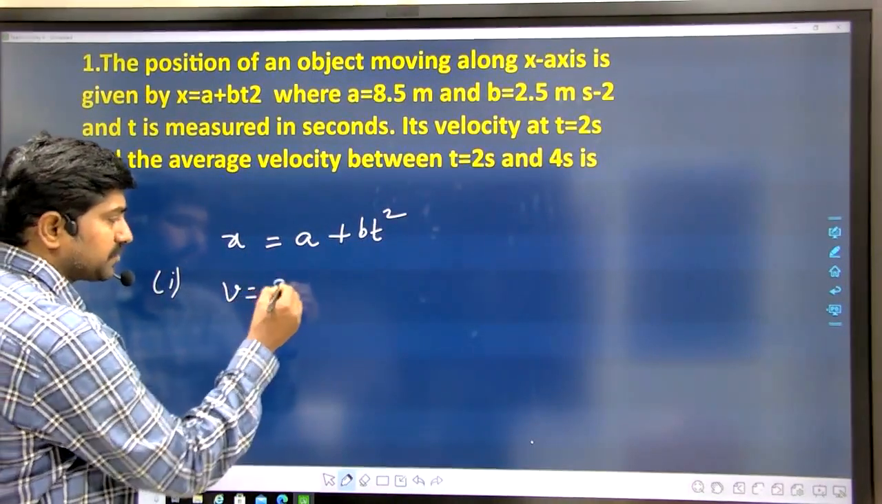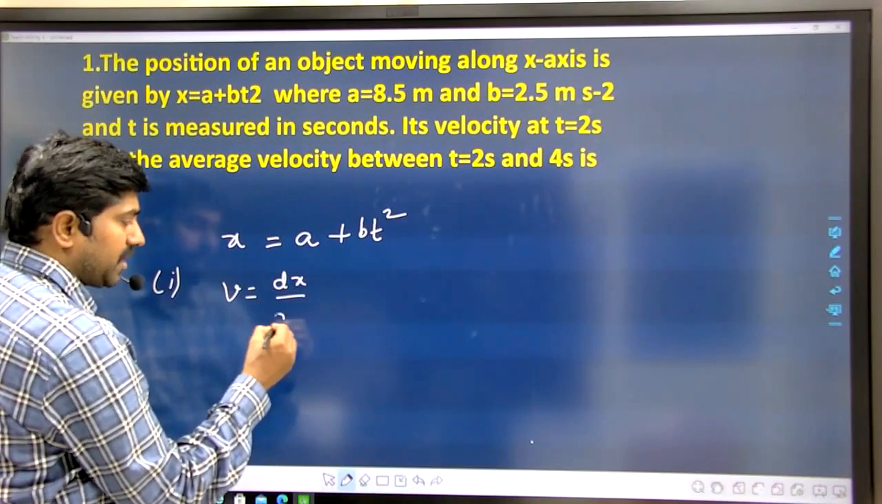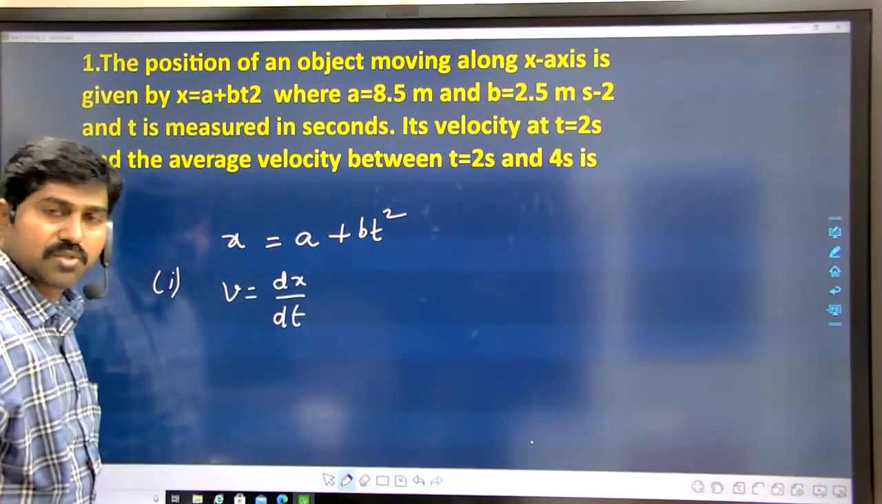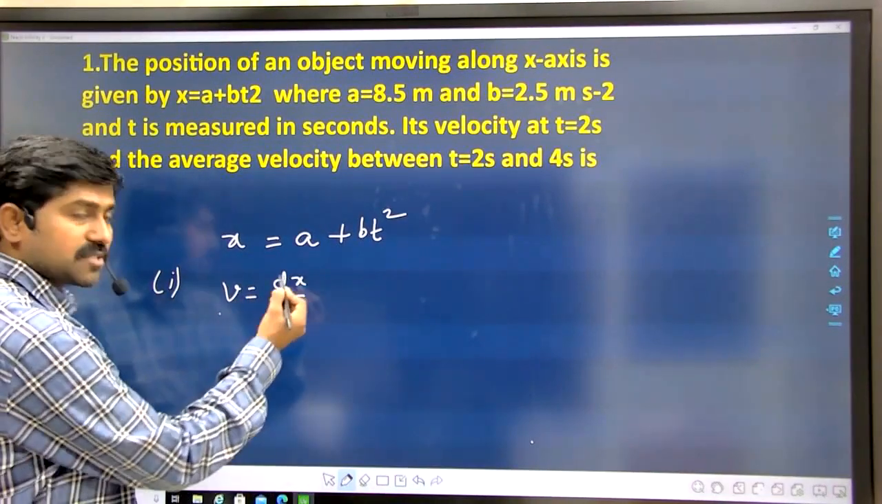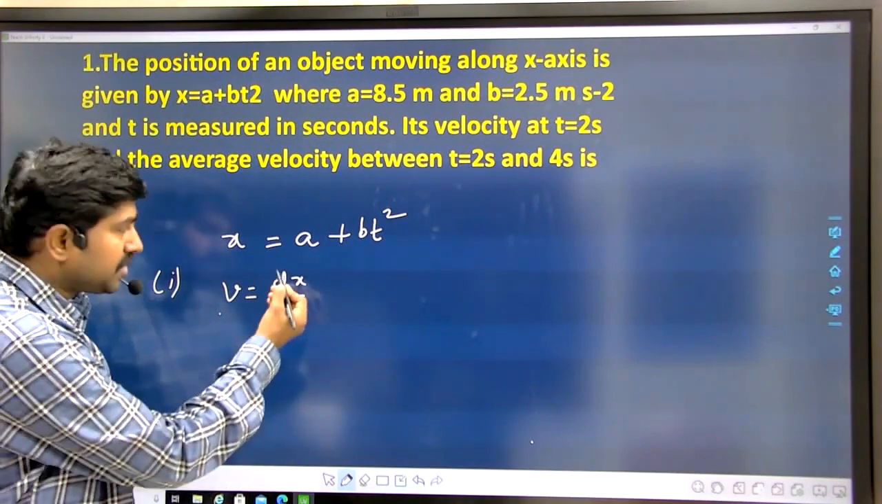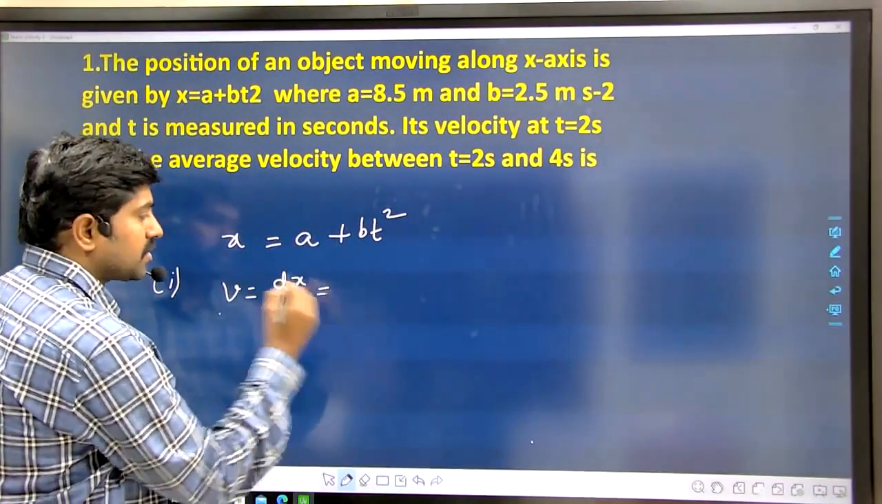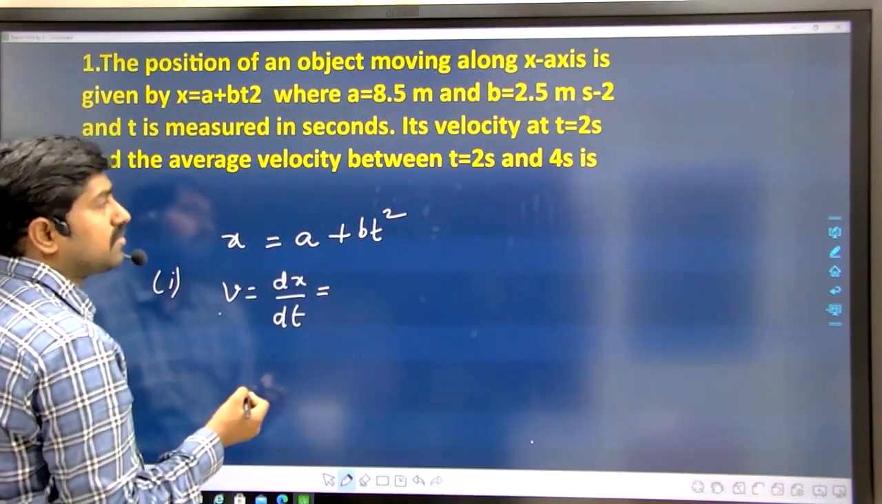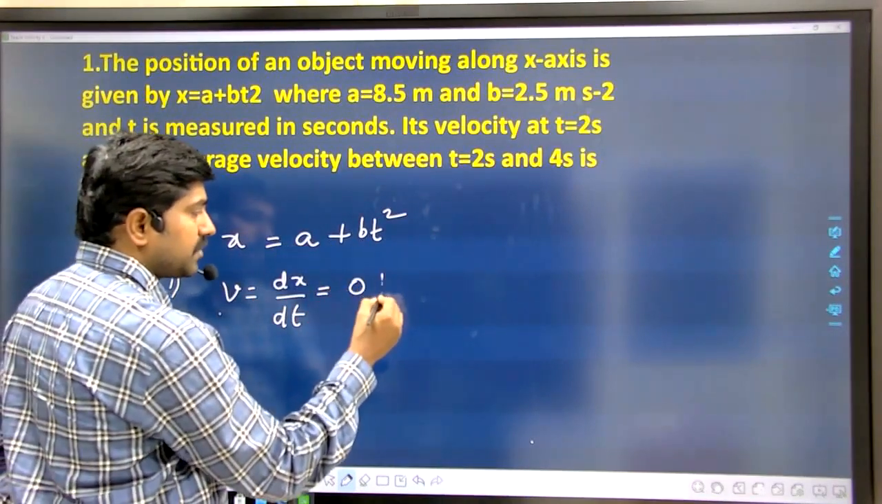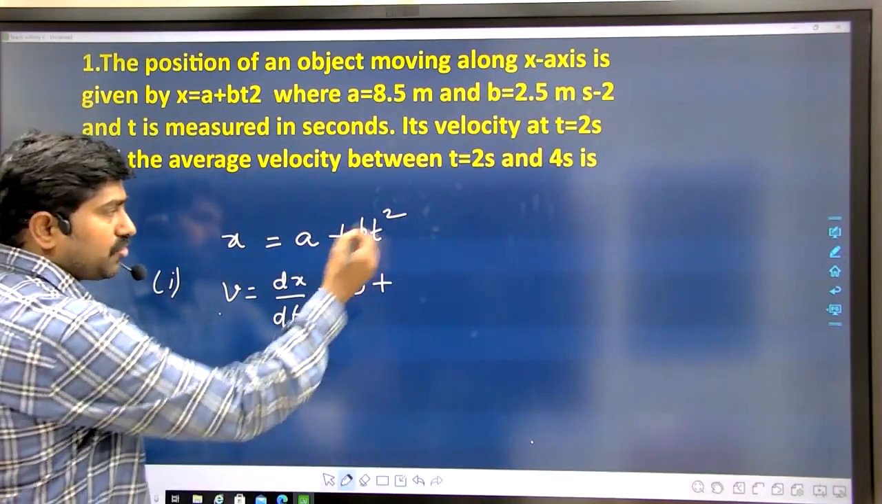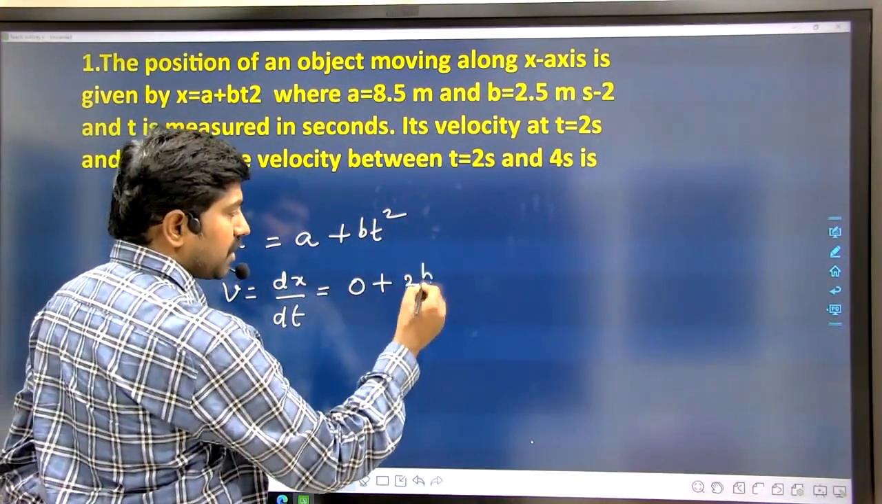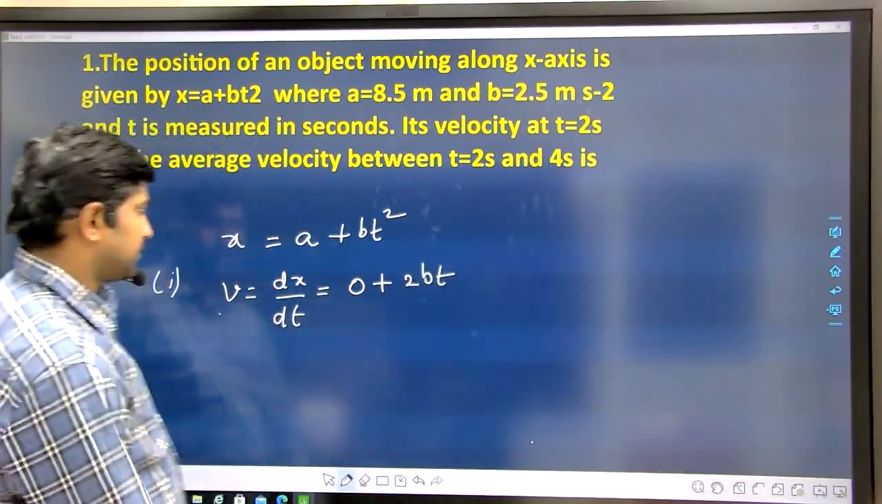Velocity is nothing but change in position by change in time. That also can be taken as velocity equal to dx by dt. Simply it is the differentiation for the given equation. So what is the derivative for some constant value a? It is 0 only, plus derivative for bt square will be, we all know, simply 2bt.